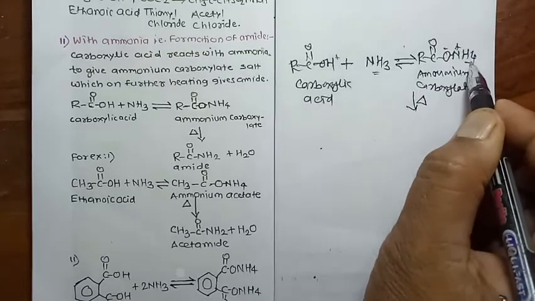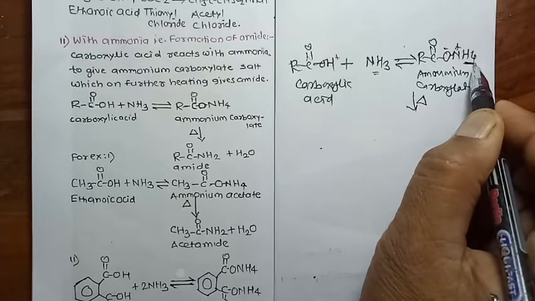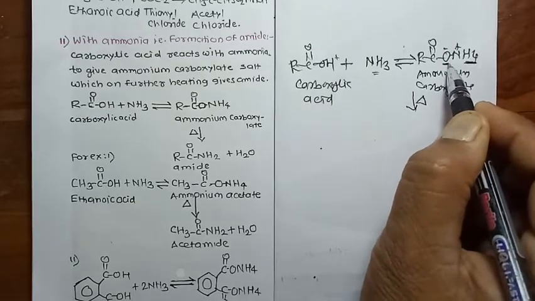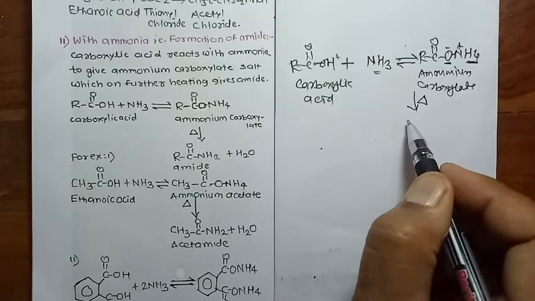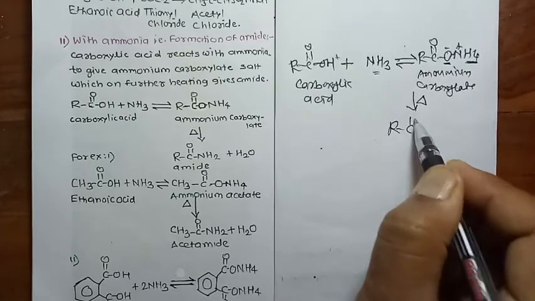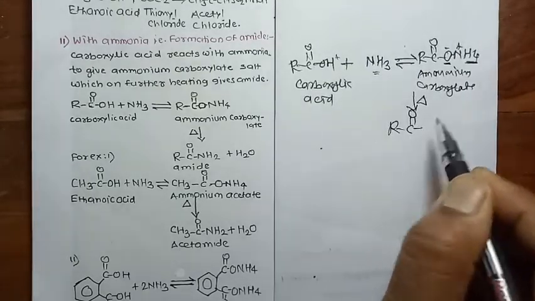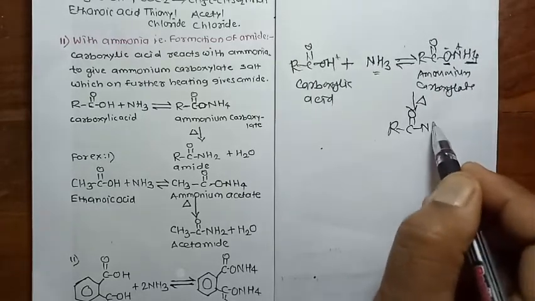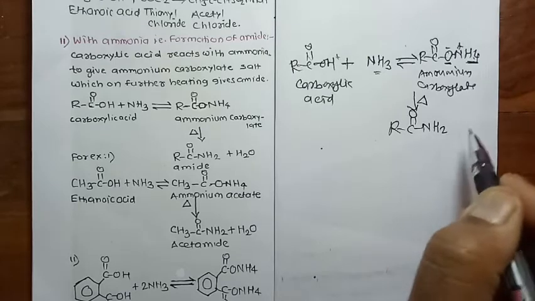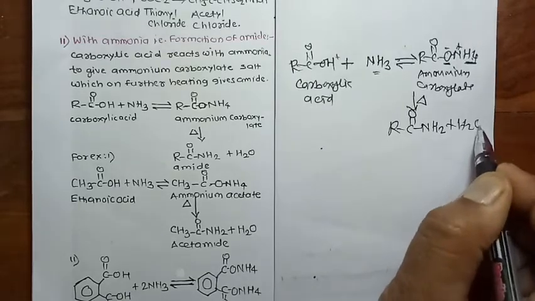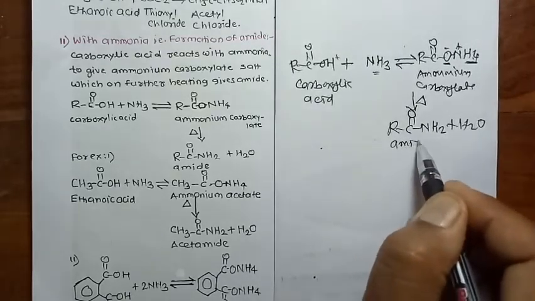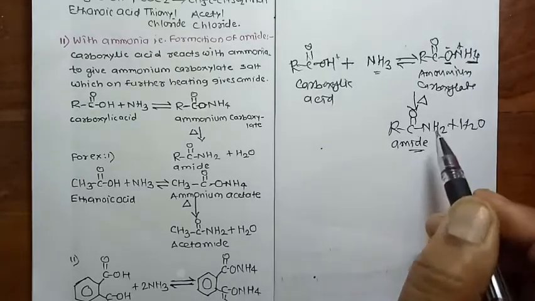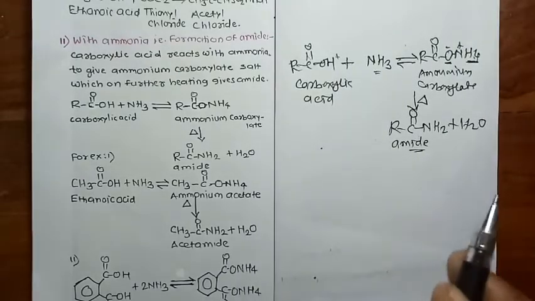After heating, two hydrogen atoms from this NH4 and this oxygen atom combine, and the formation of an H2O molecule takes place, which will be the byproduct. RC double bond O, here this oxygen combines with these two hydrogen atoms. Now this NH4 gets converted into NH2 plus H2O. It is an amide. Amide formation takes place in this way. It is a general reaction.